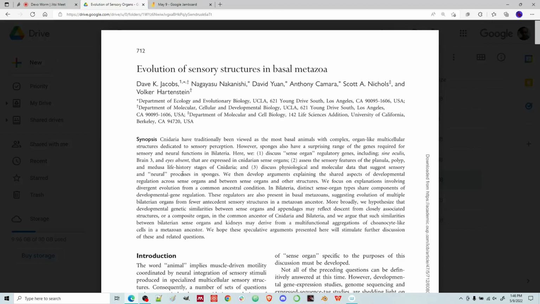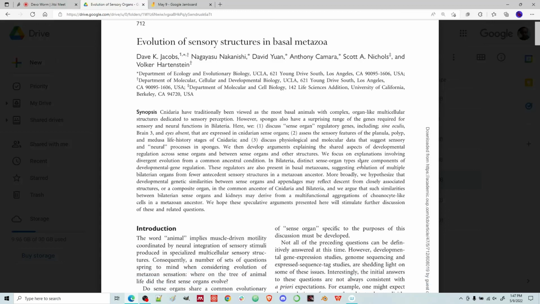processes in sponges. So these are all organisms that don't really have complex or central nervous systems, but they do have these sort of neural signaling aspects, and they have sensory organs. So if you really want to know more about the origins of these things, Cnidaria is the model system you want to look at.